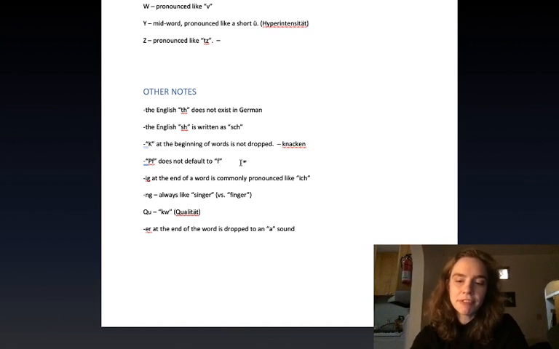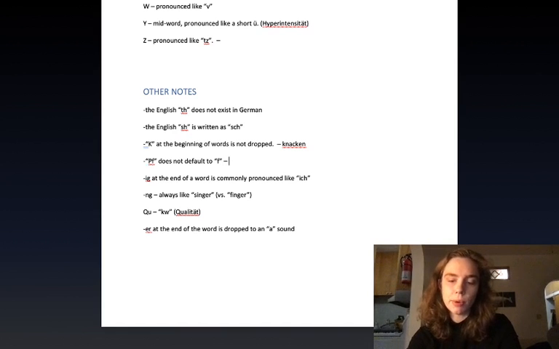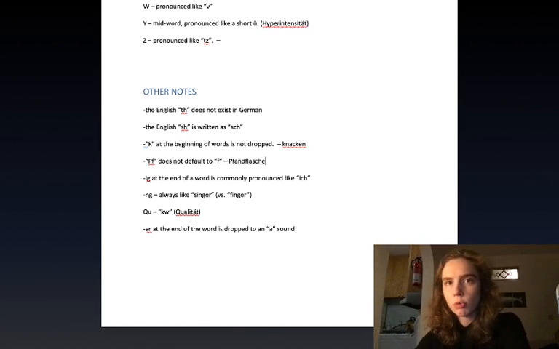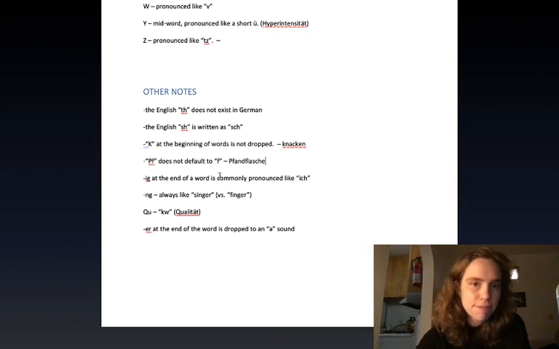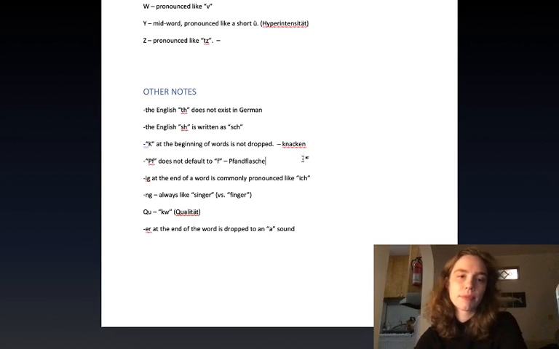Same with P and F. So we could do Pfandflasche. So that's a bottle with a deposit on it, Pfand, Pfand. Nicht nur Pfand, sondern Pfand. You want your lips to sort of press together there.